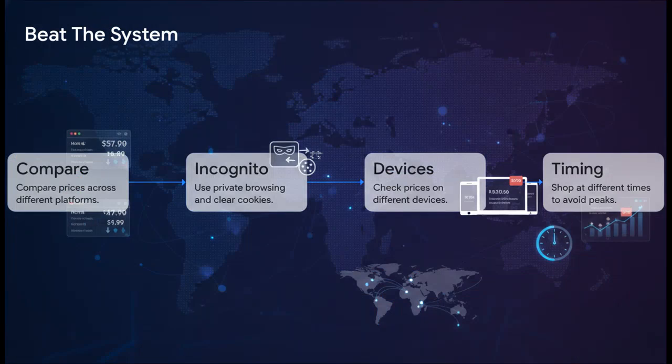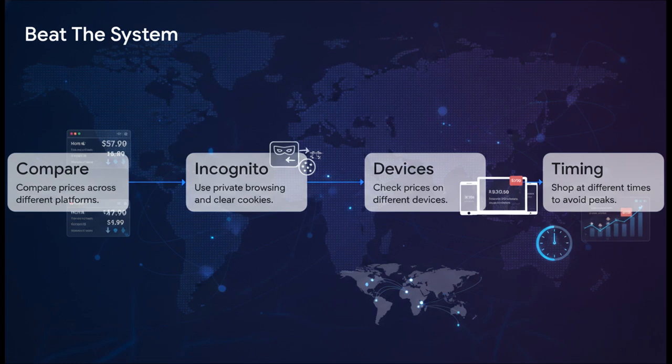You are not entirely defenseless here. Consider this your clear sequential playbook to obscure your digital trail. Step 1. Always compare prices across different platforms. Never just assume the first price you see is the baseline. Step 2. Use incognito or private browsing modes and clear those cookies. You literally have to blind the algorithm to your past browsing history.